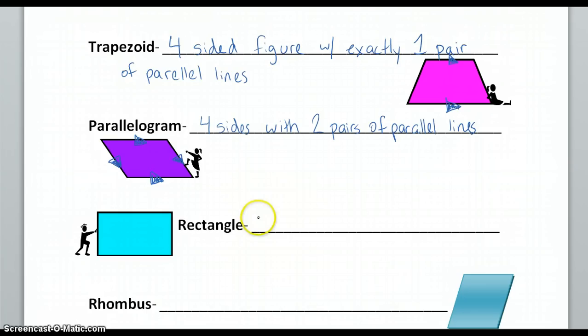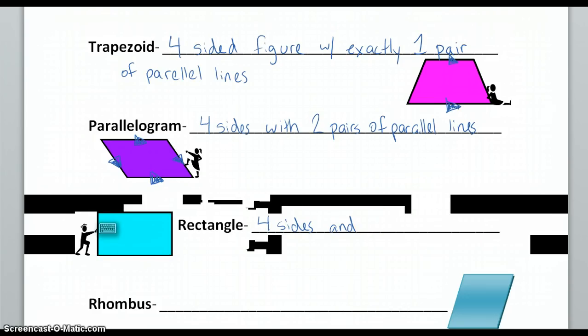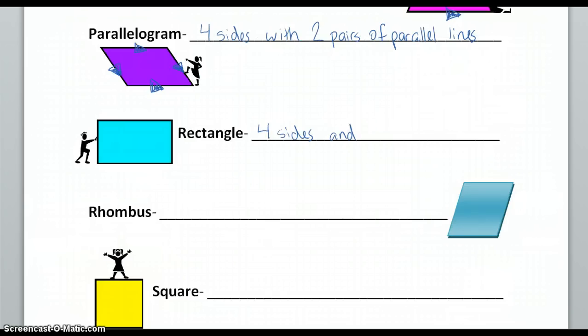All right, a rectangle has four sides, and it's wigging out on me again. I'm going to pause. Four sides. Here we go. We're back.